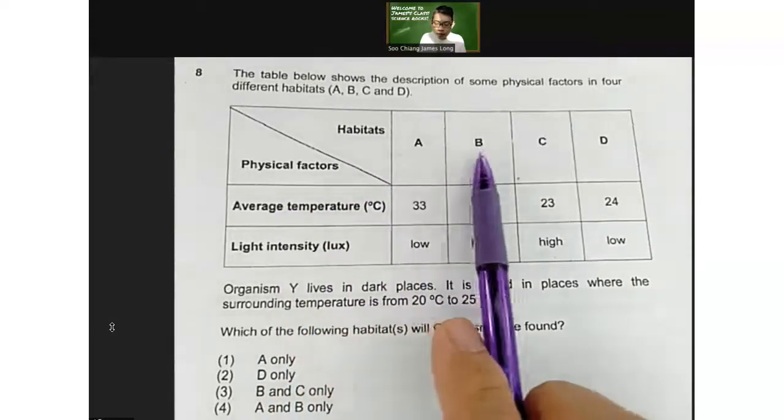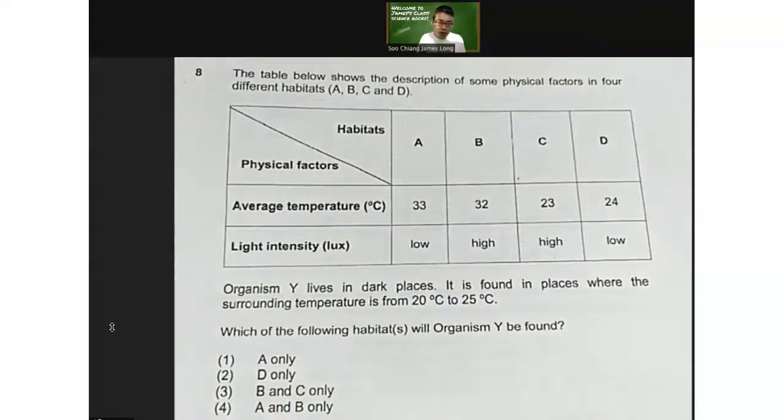Habitats A, B, C, D. Habitats can refer to a place that's very dry like the desert. A habitat can be a place that's very wet like the ocean. A habitat can be a place that's very cold like the Arctic or the Antarctica, or it can be a very tropical place and hot and humid place like near the equator, like in Singapore, hot and humid and wet at the same time.